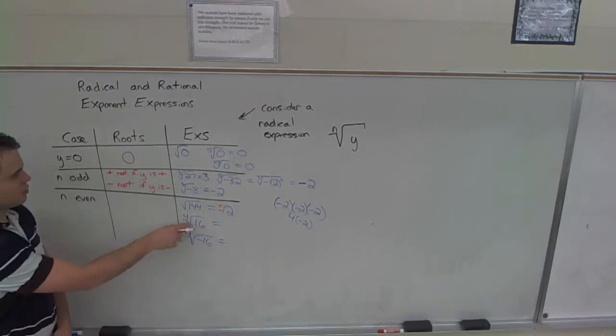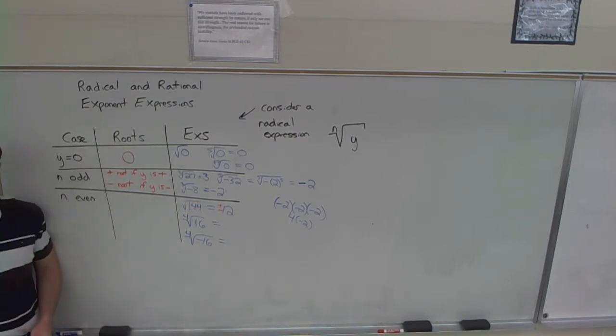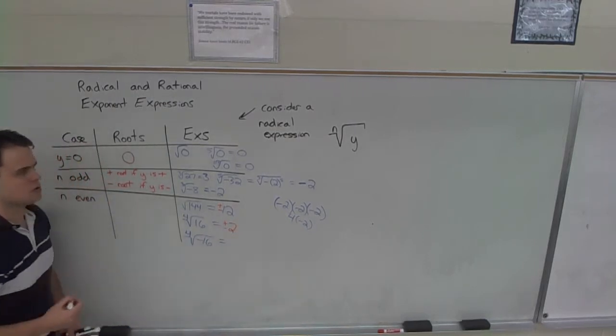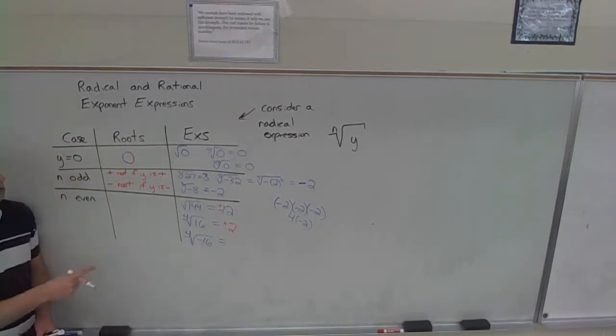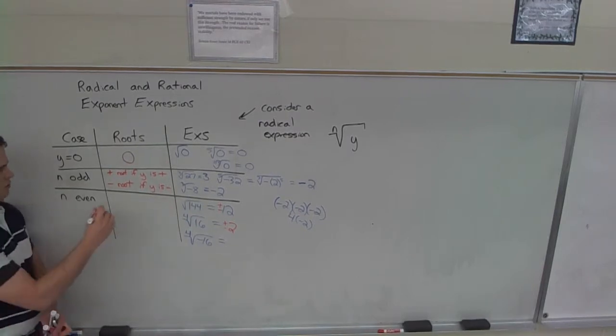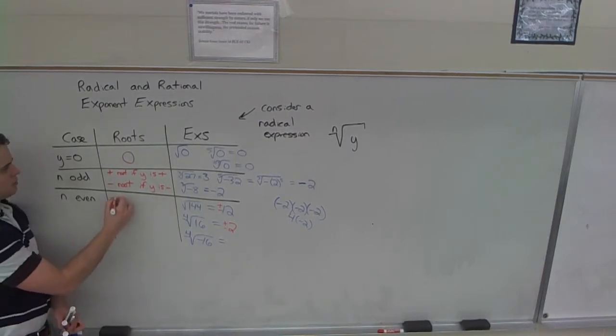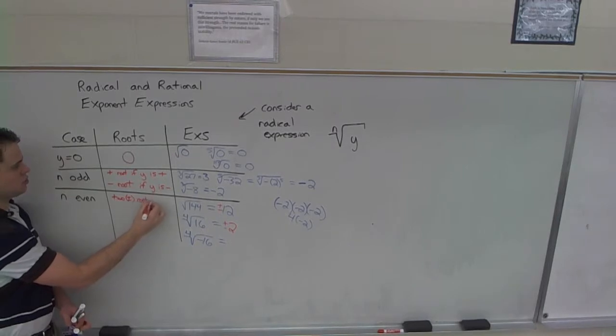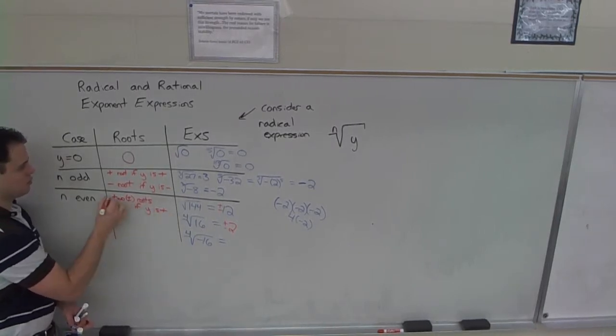So how about the fourth root of 16 then? What times itself 4 times gives you 16? 2. It's 2, but it could be negative 2 as well. So if the thing inside is positive, you can write this however you want, we get plus and minus 2 roots if y is positive. That's one thing.